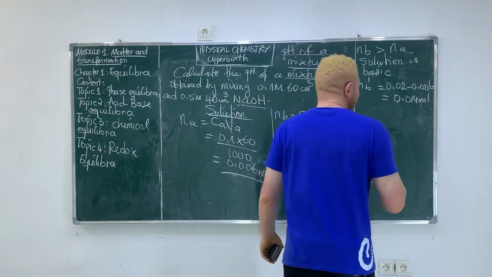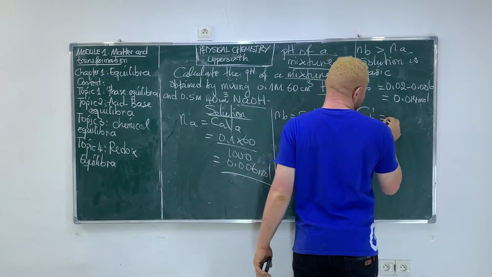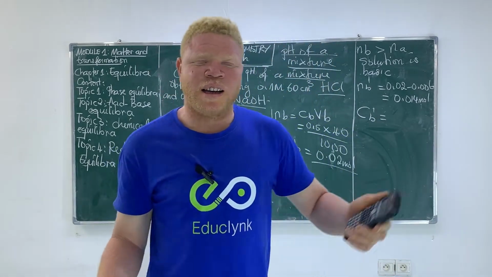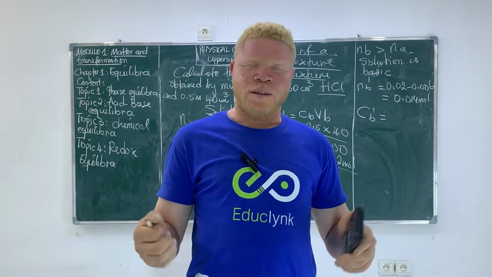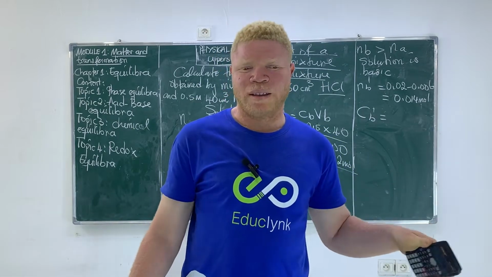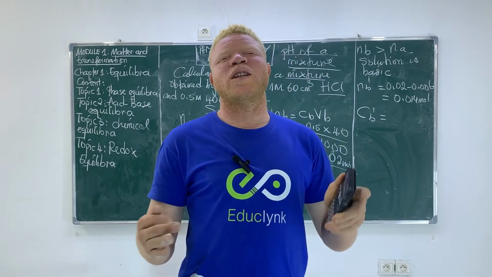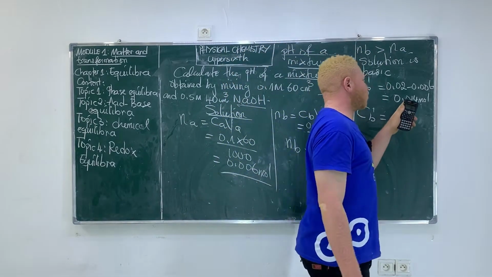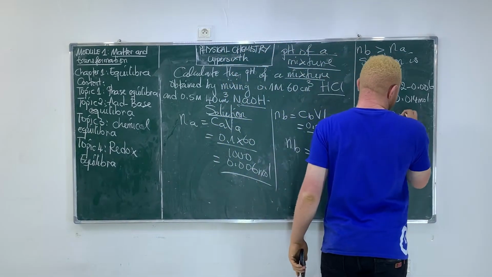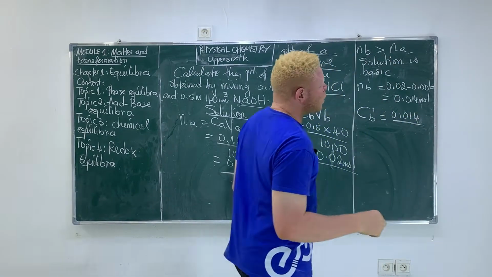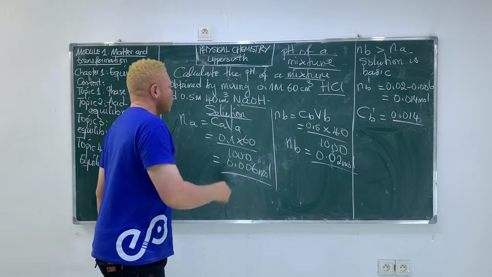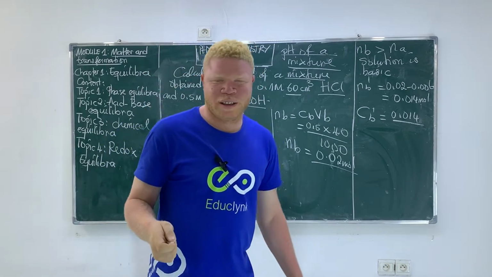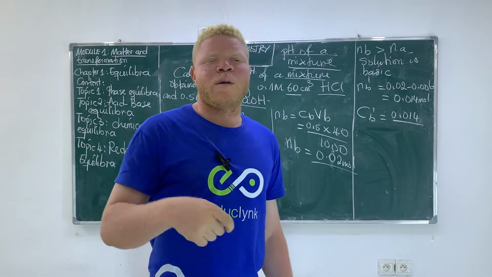Now we need to calculate the concentration of the base in the mixture, which is the excess number of moles of the base, because in neutralization an amount of acid will neutralize an amount of base. So this is the excess number of moles of the base inside the mixture. Concentration is the number of moles over the total volume. The total volume is 40 plus 60, which is 100 cm³, and we divide by 1000.